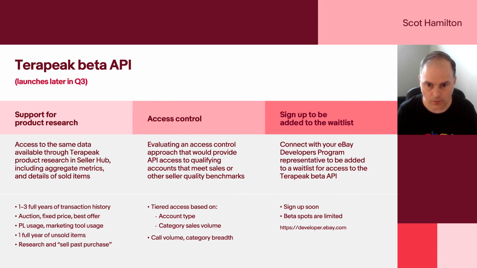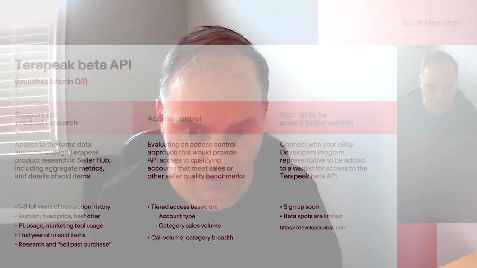Now, we do have beta testers, meaning developers coming early to utilize this API to give us feedback around this, as well as sellers who want to do their own implementations. We are accepting beta spots for beta developers and beta sellers. If you are interested in this, please go to developer.ebay.com, look up the Terapeak API, and there's a clear place where you can request to be one of those beta developers to get early access to this in Q3, and it will be available to everyone starting in Q4.